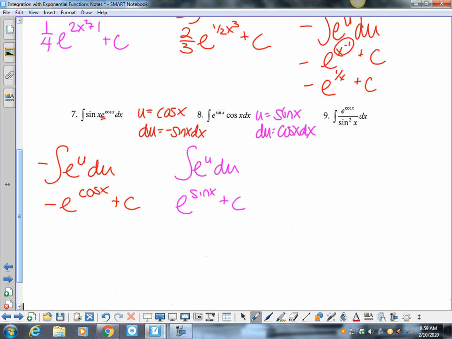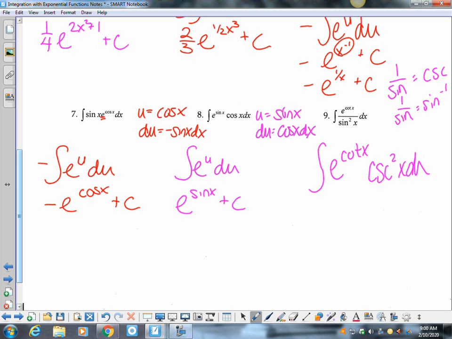Do y'all see that? When you like something on the bottom is the same thing as on the top, do you change your power to a negative? No, because 1/sine is cosecant. Like, yeah, I know. 1/sine is sine to the negative 1. Does that make sense? So I'm going to rewrite him just so we're crystal clear. I'm going to rewrite him as e to the cotangent x times cosecant squared x dx. Because I know that cotangent and cosecant squared are linked with derivatives.